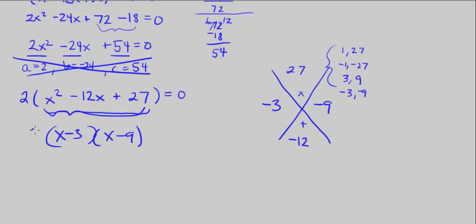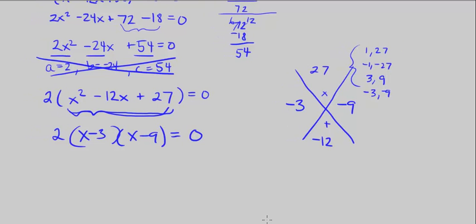Okay, and bring down the 2 and set it all equal to 0. Okay, and now since we factored it, we know that one of these terms, either the first one, second one, third one, or all three of them equal 0. So we have to say 2 equals 0, right? Or x minus 3 equals 0, or x minus 9 equals 0. Okay, well, we know 2 is not equal to 0, so this does not give us a solution.